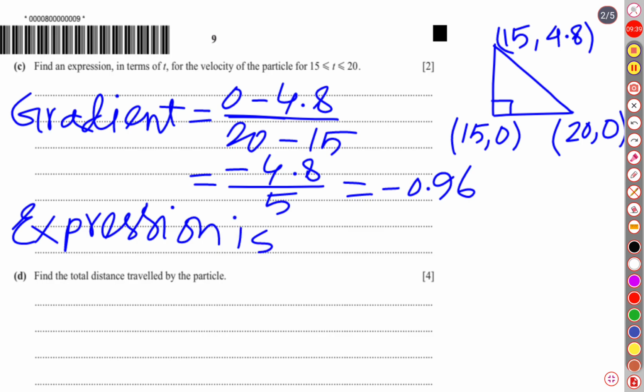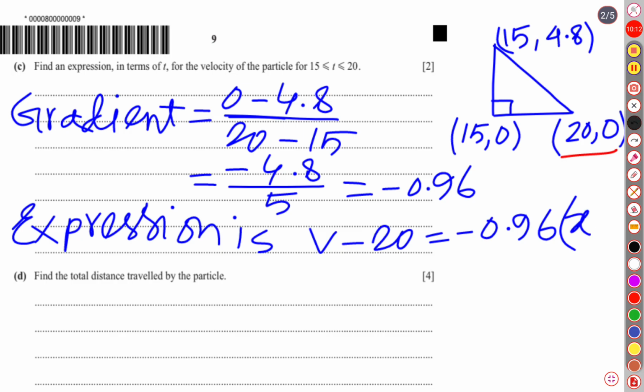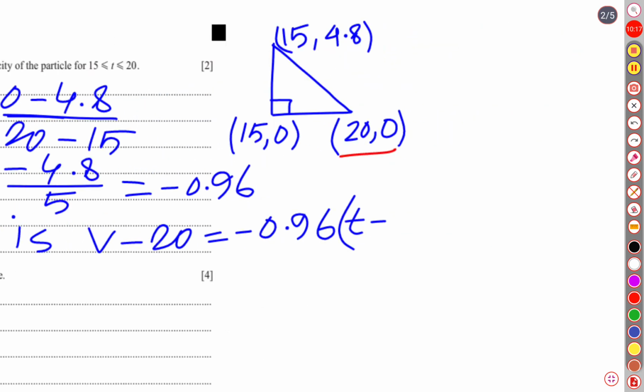Now we'll just form the equation. V is our y coordinate, so let's choose this coordinate. So v minus 20 is equal to our gradient, which was negative 0.96, into x minus, what was the x coordinate? X was actually t, so t minus 20.